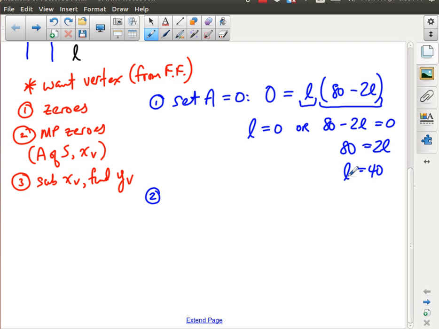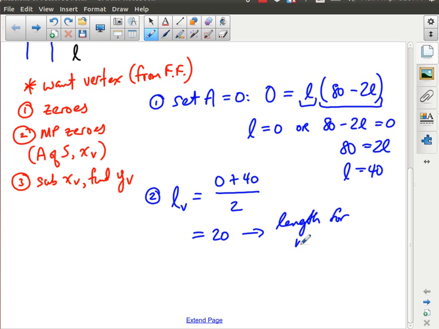But I'm not finding the x-coordinate of the vertex. I'm actually finding the L-coordinate of the vertex because my variable's changed. So make sure you recognize that change in variable. And then I just take the two zeros, add them together, divide by 2. 40 divided by 2 is equal to 20. So that is the length that gives the maximum area. So this is the length for the maximum area.